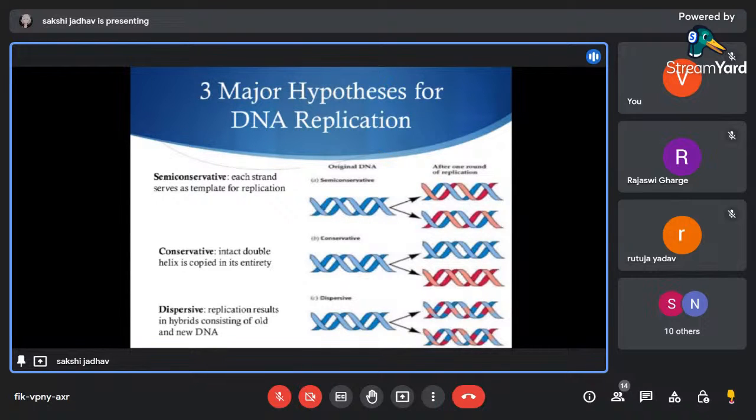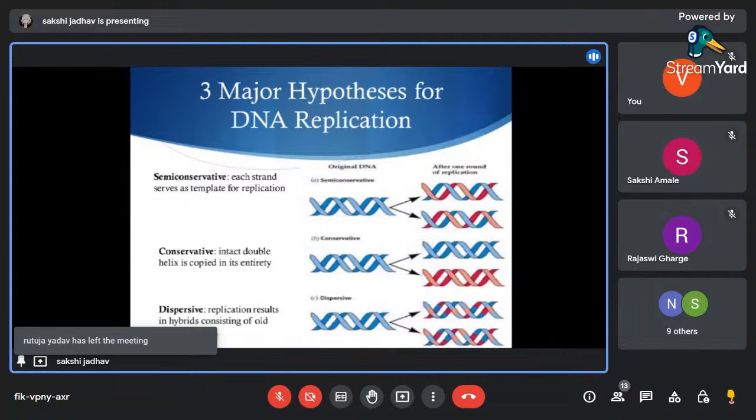Then a conservative replication. In this model, DNA replication results in one molecule that consists of both original DNA strands and another molecule that consists of two new strands, with the same sequence as the original. And next is dispersive replication. In this dispersive model, DNA replication results in two DNA molecules that are a mixture or hybrid of parental and daughter DNA. In this model, each individual strand is a patchwork of original and new DNA.